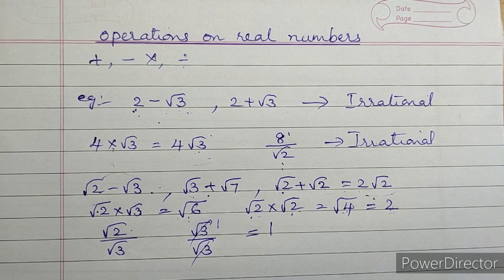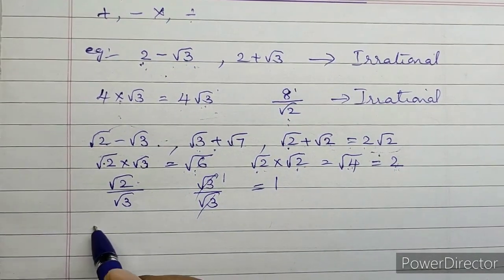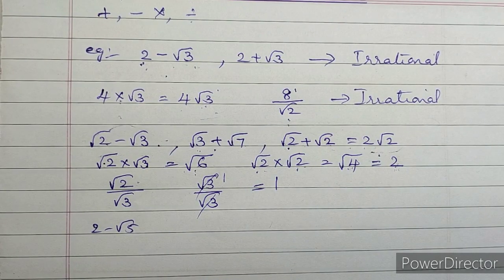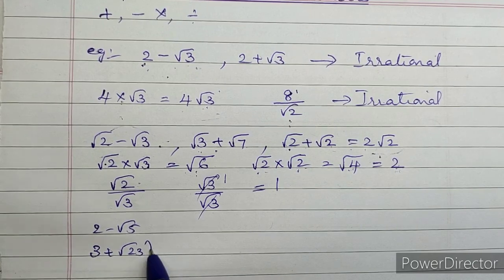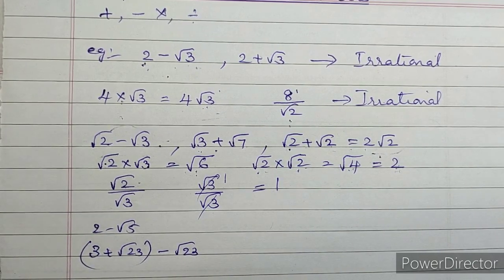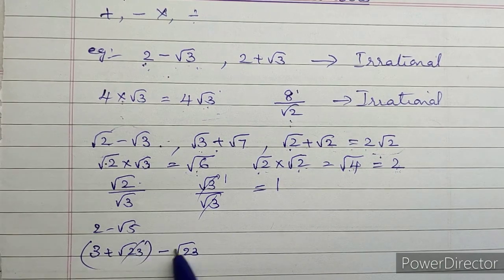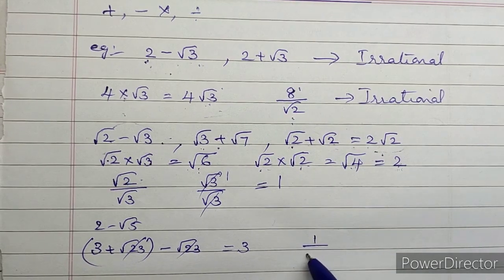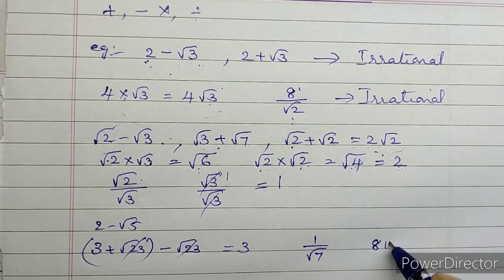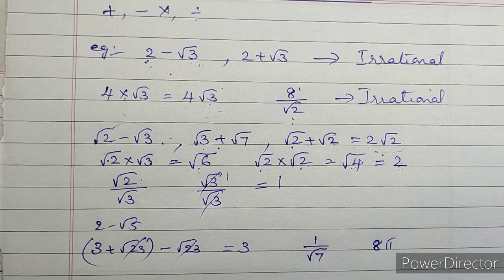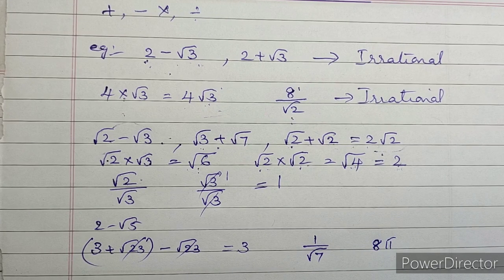So using this, you can classify whether a given number is rational or irrational. So for example, 2 minus root 5, it is irrational. But 3 plus root 23 minus root 23, is it rational or irrational? You can cancel this. Answer will be 3. So it is rational. 1 by root 7, it is irrational. Pi if it comes, 8 pi, it is irrational. So I will give you homework, a few questions. You have to classify them as rational or irrational. Okay.